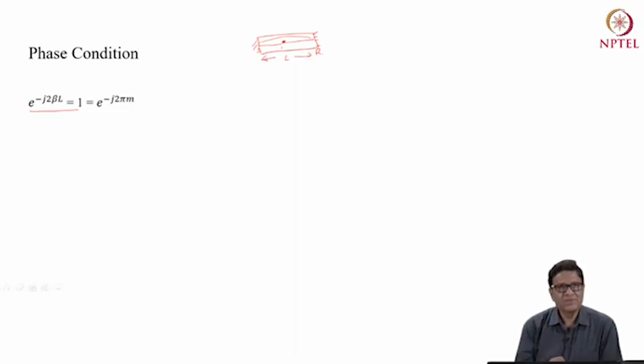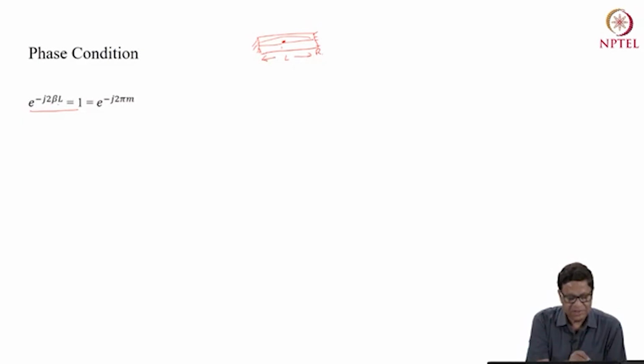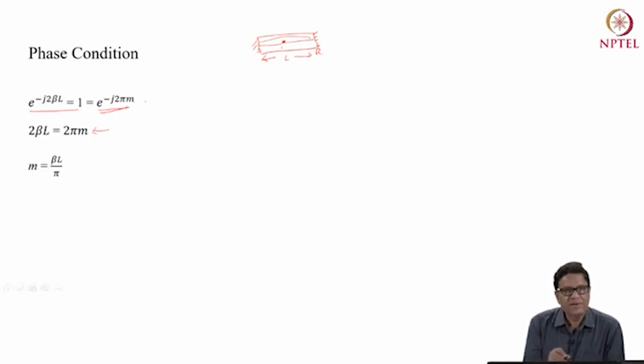So the phase condition is that e raised to minus j 2L into beta should be equal to 1. This can be written in this form: 1 is equal to e raised to minus j 2 pi m. So this gives you 2 beta L is equal to 2 pi m, where m is some integer. And m is equal to beta L by pi. So this condition will not be satisfied for all the frequencies.